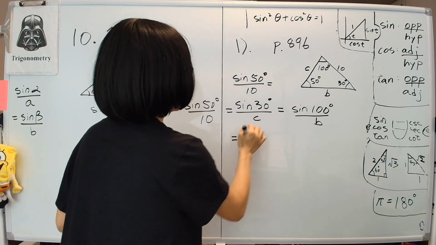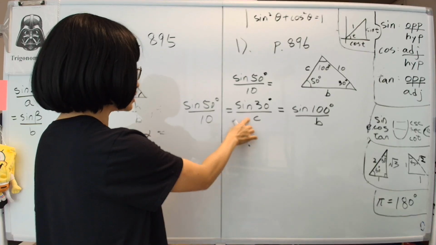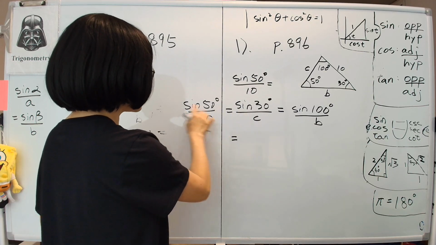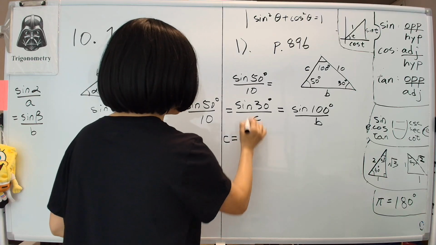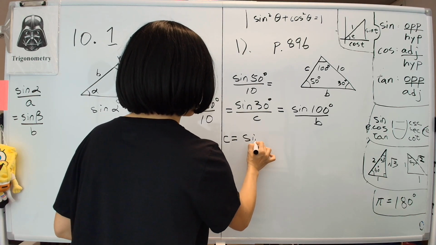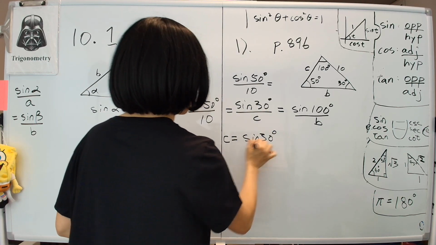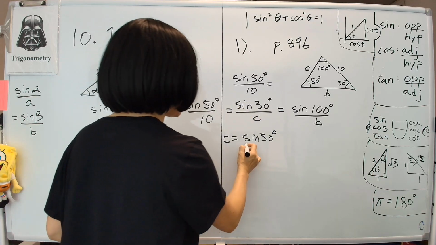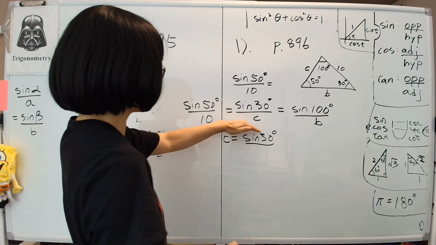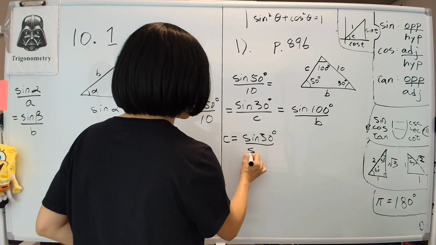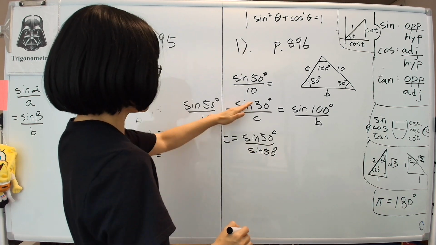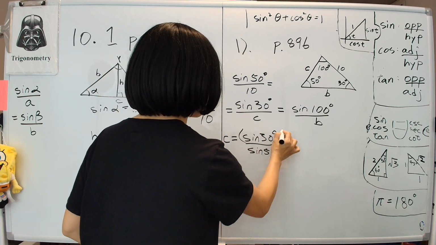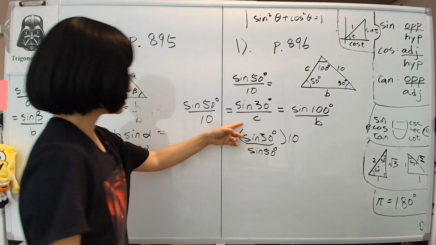So now we will do the moving around without messing up. We need to move the C over here, so C will be up here, and everything else will be moved to the other side. The sine 30 is still here, sine 30 degrees, and then sine 50 will be moved down, across the equal sign. So that's sine 50 degrees. And then move the 10 up, so the 10 is being multiplied by sine 30.